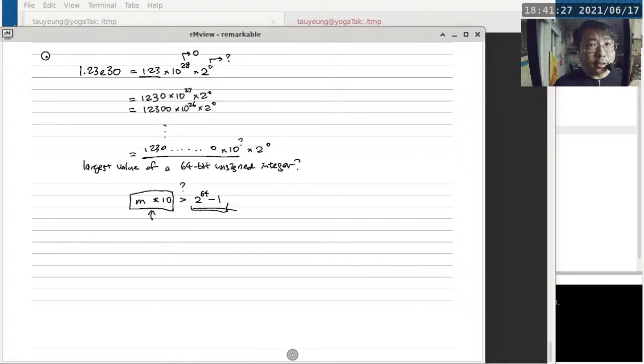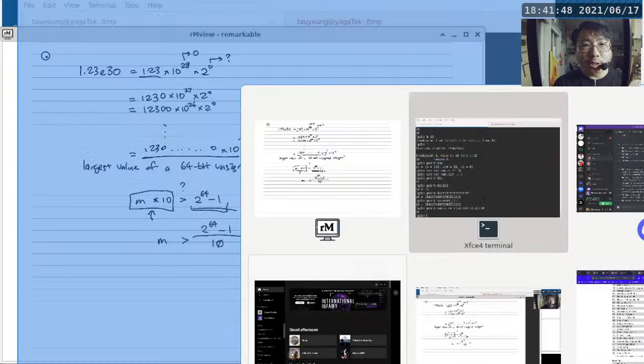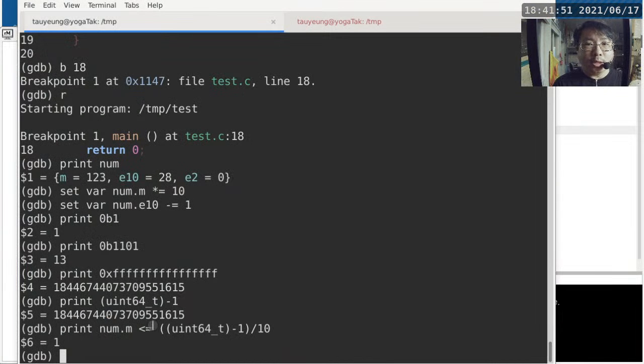Well, if this doesn't work, what are we going to do? We're going to do some algebra. We will divide both sides of the comparison by 10. So one side is just m, and the other side becomes 2 to the power of 64, the whole thing minus 1, and then divide that whole thing by 10. That is why in GDB I am doing this comparison. Now the comparison is the other way around because I want to see if I can multiply by 10. So if the answer is true, then I can multiply by 10 again.